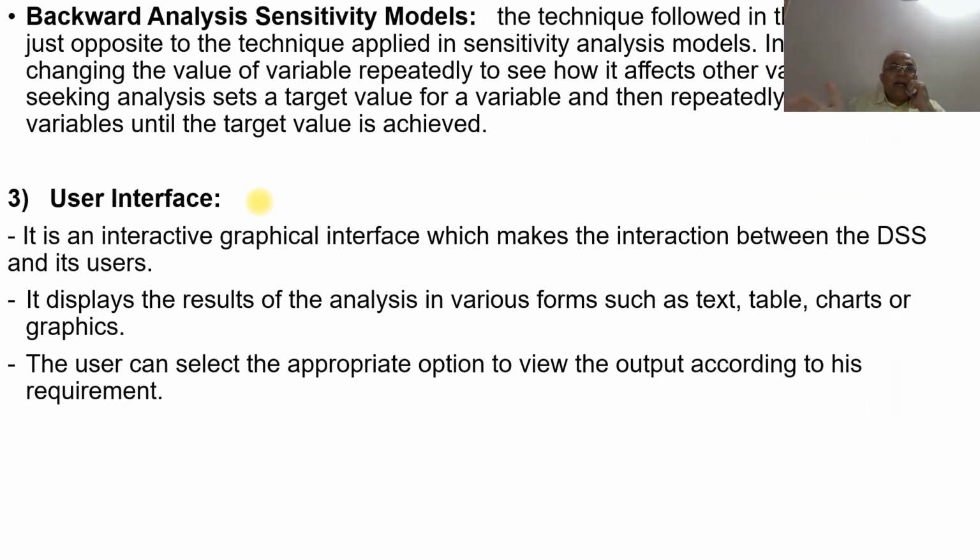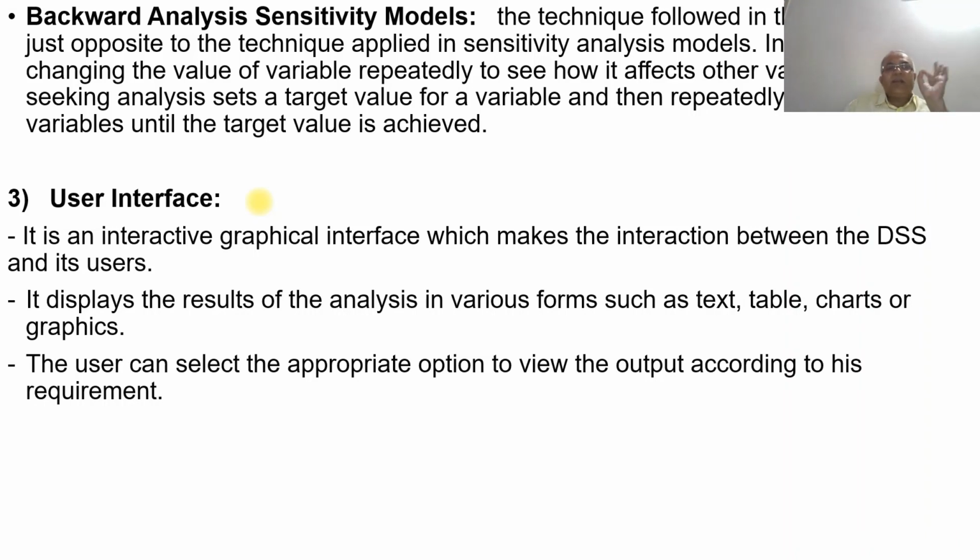Next, the backward analysis, or goal-seeking, model. The technique followed in these models is just opposite to the technique applied in sensitivity analysis models. In place of changing the value of a variable repeatedly to see how it affects other variables, goal-seeking analysis sets a target value for a variable and then repeatedly changes other variables until the target value is reached. So that is backward. That means we have fixed the target value, and based on that target value we repeatedly change the variables until the target value is achieved. So these are the different types of models.